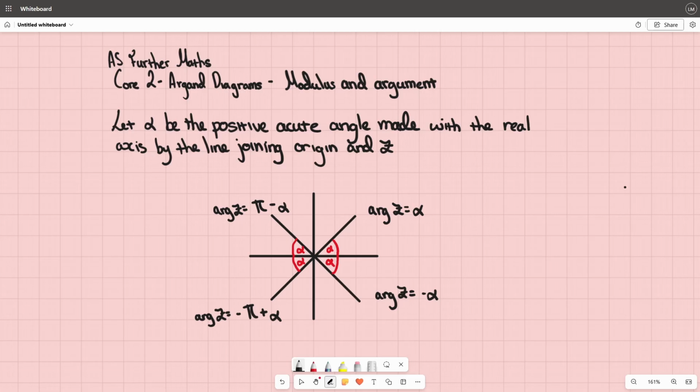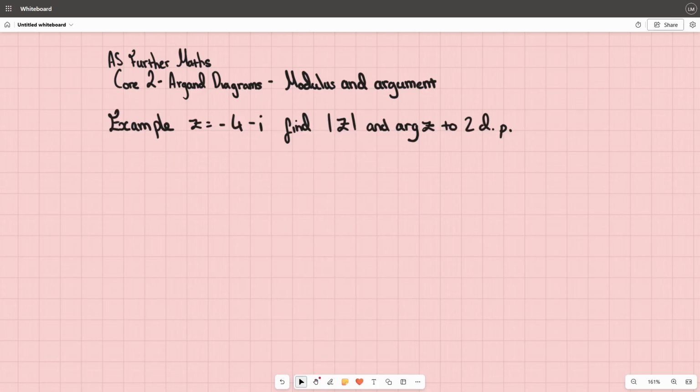In the bottom left, you have minus pi plus alpha, which, for the same reasons as the top left, you want the angle with the positive x-axis, so you take away what you found, because you're at minus 180, and then you have the rest of the angle. And in the bottom right, you have arg z is equal to minus alpha, because that's the angle made with the positive x-axis.